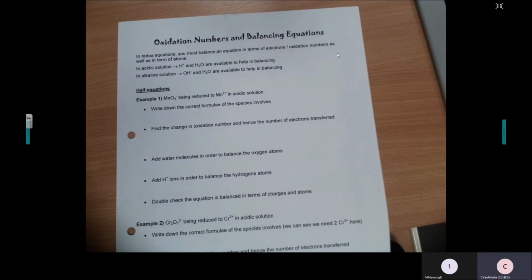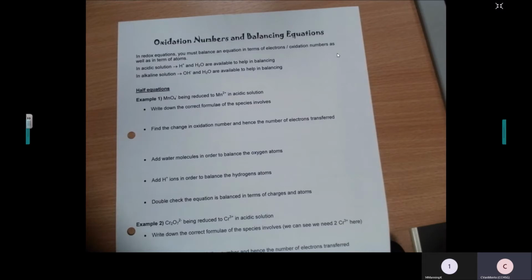Sometimes it works, but often it doesn't, because you know that when we've been combining half equations to come up with overall equations, you've often had to multiply one of the equations up, so you've got the same number of electrons in each half equation. So effectively what we need to do is factor that into our balancing.